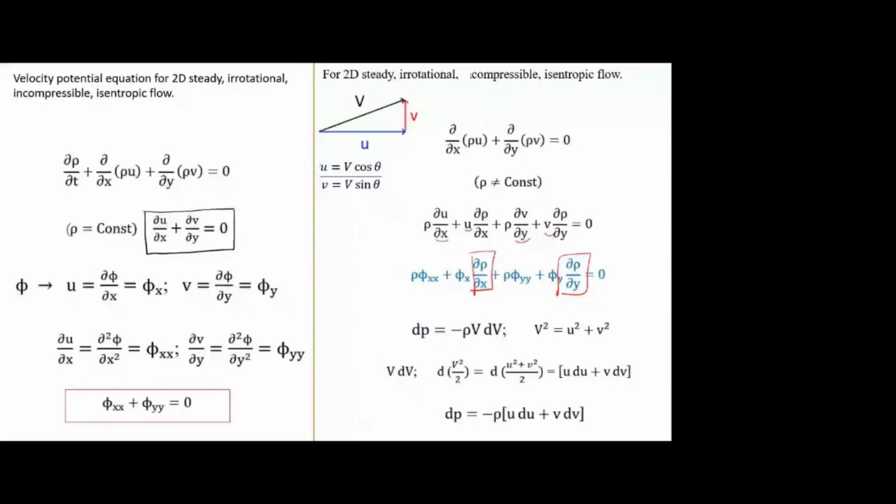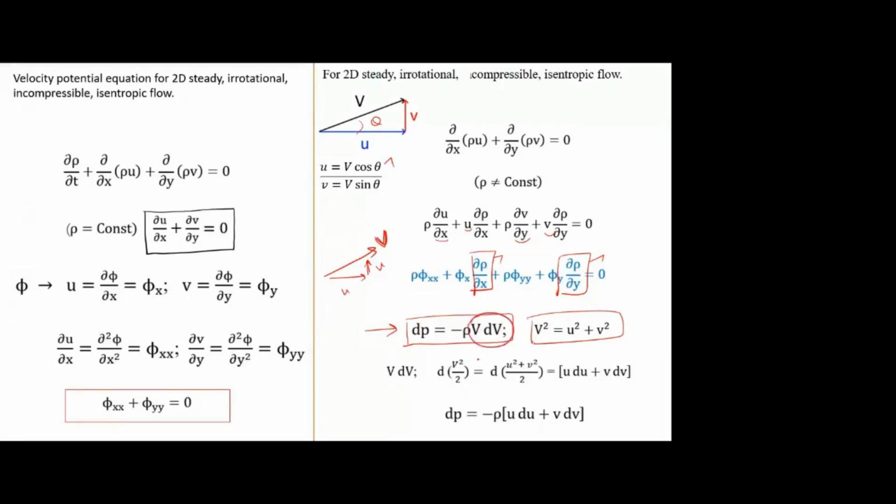To convert that, I am taking the Euler equation, dp equals minus ρV dV, and I am taking velocity in both directions, u and v. Okay, so u is V cos theta, and v is V sin theta. I am splitting the resultant V into two components. So V squared is equal to u squared plus v squared.